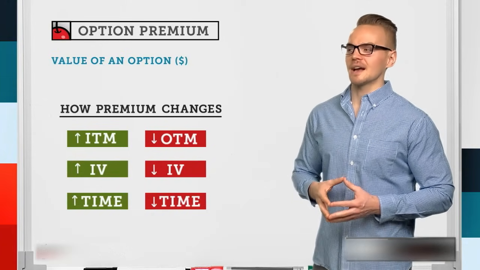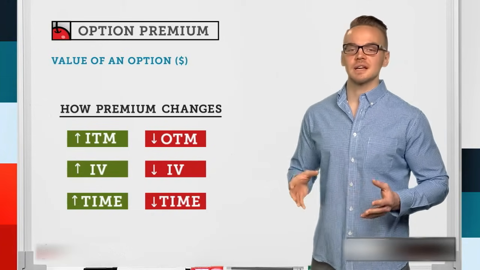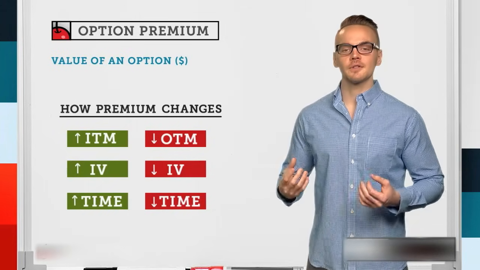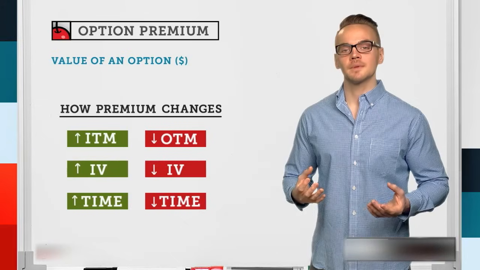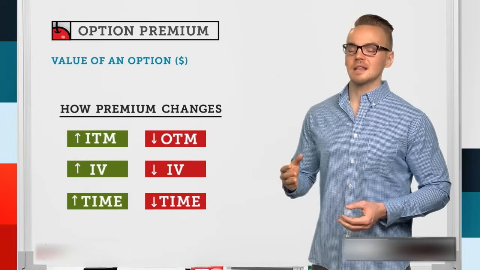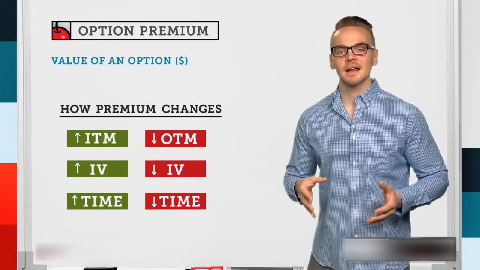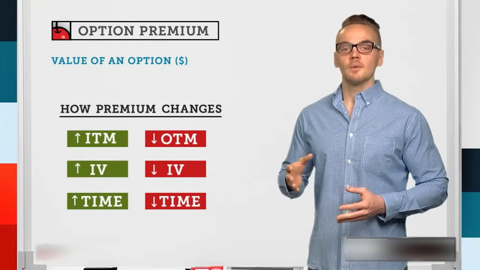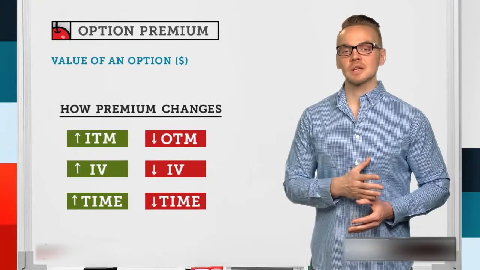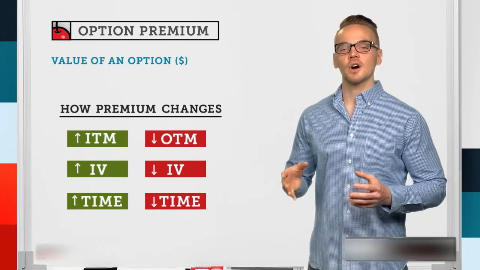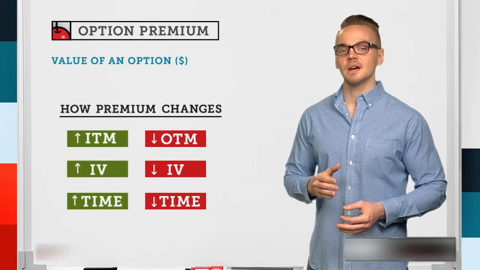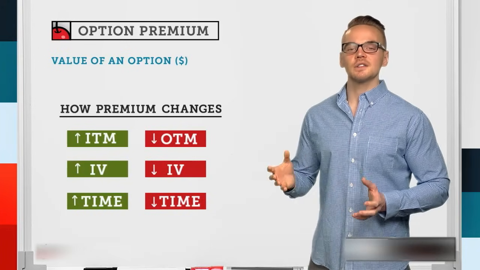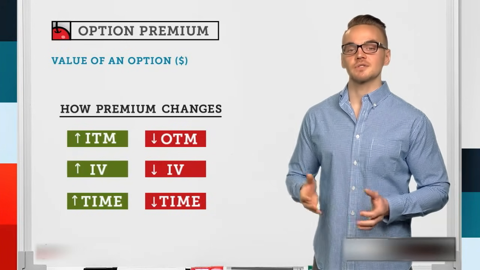If we look on the right side, we can see what decreases option premium. One thing that decreases it is being further and further out of the money. On the flip side of being in the money, being out of the money means that at expiration there's not going to be any true value. With puts, out of the money means the strike is below the stock price, and for calls, above the stock price. Because if we think about it, buying a call is the right to buy 100 shares at a certain strike price.